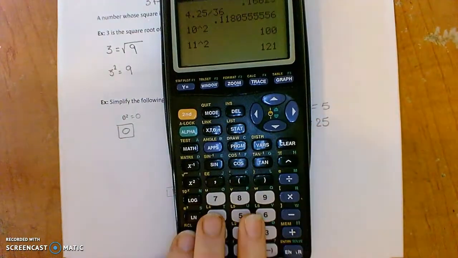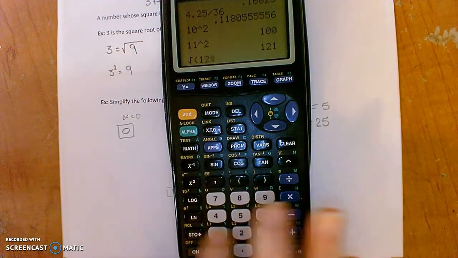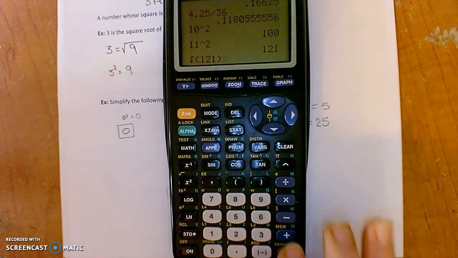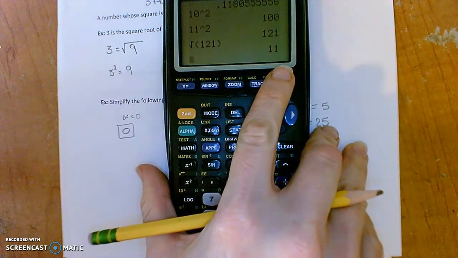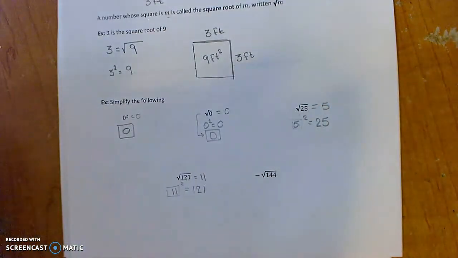Now there is also a square root button on your calculator, but I do want us not to use that unless we're doing square roots of non-square numbers, because my hope is that you memorize all the perfect squares up to at least the square of 12.